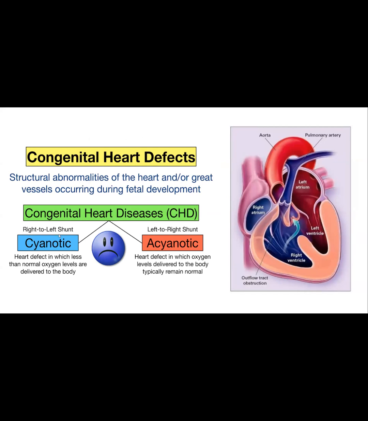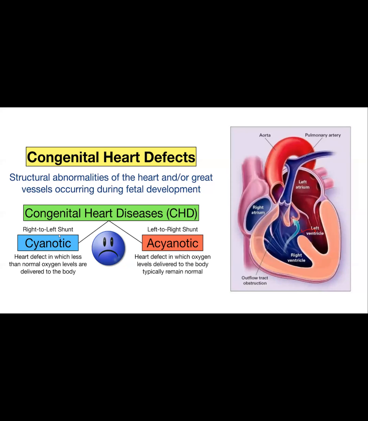So this is associated with blood that moves from the right side of the heart, because usually the right side of the heart contains deoxygenated blood. So when the blood moves to the left side, we refer to this as cyanotic, because the deoxygenated blood gets mixed with the oxygenated blood on this side.